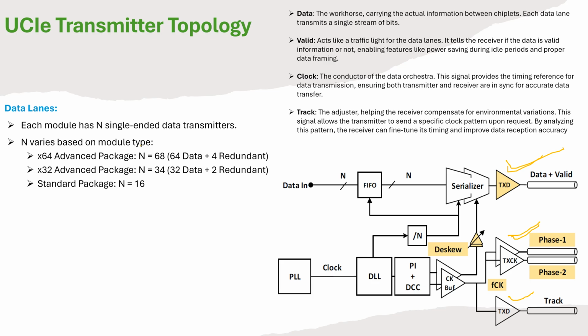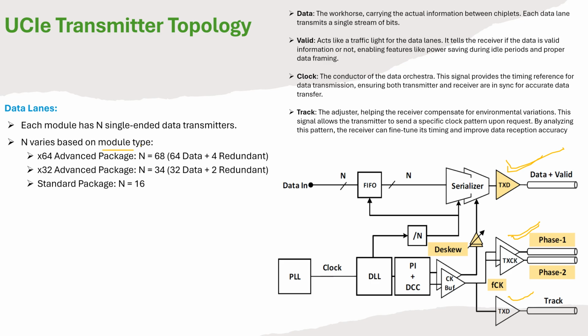Each module, for example each chiplet, has n single-ended data transmitters. For example, the advanced package module may have 64 data lanes or 32 data lanes, whereas a standard package module can have 16 data lanes. It means 16 data transmitters are there. So this n, the number of data transmitters, varies based on the module type.